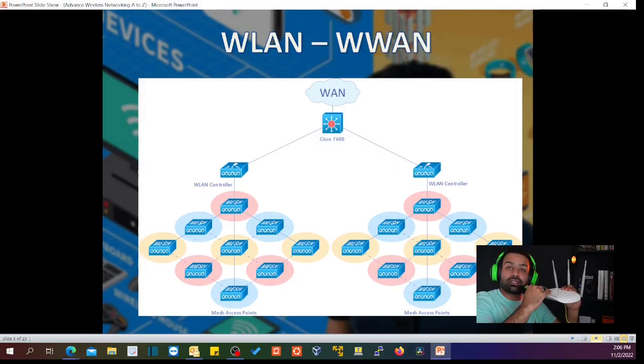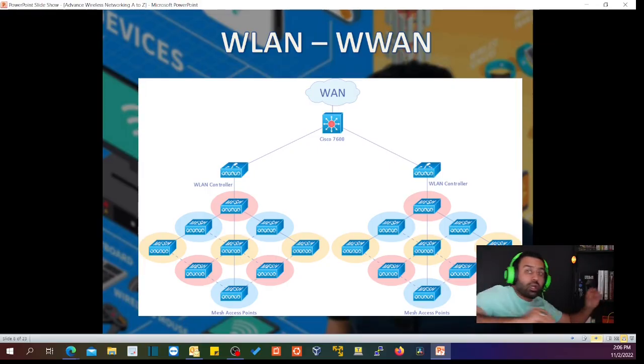So this wireless device will provide internet to the local area network. This is called a wireless local area network. Now, we have a wireless controller. Remember that. We have a wireless what? We have a wireless controller.